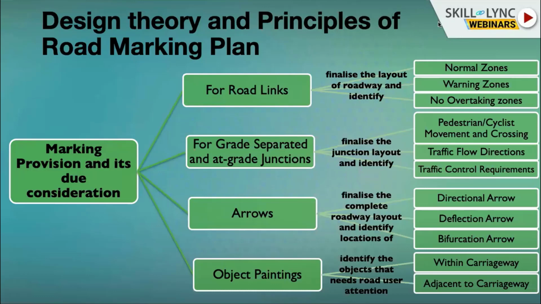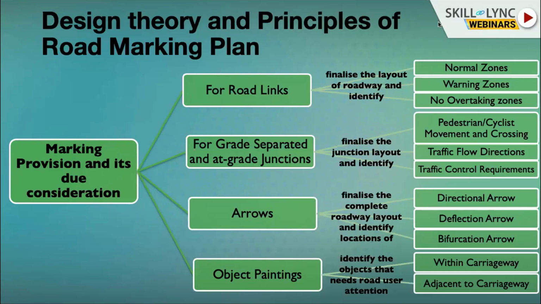For grade separated and at grade junctions, we need to identify the area of pedestrian and cyclist movement and their crossings as well, so that we can provide the crossing markings for the controlled crossings. Traffic flow directions also must be analyzed for every lane of travel. Like the inner lane may not have an option to travel to the left, or the outer lane may not have an option to travel to the right. And areas requiring the directional arrows, deflection arrows, bifurcation arrows need to be assessed once the layout of the road is finalized. It will also depend on the junction arrangement, the slip road provisions, or the service road provisions.